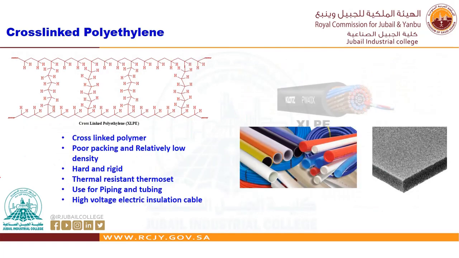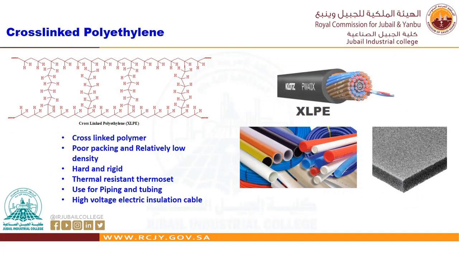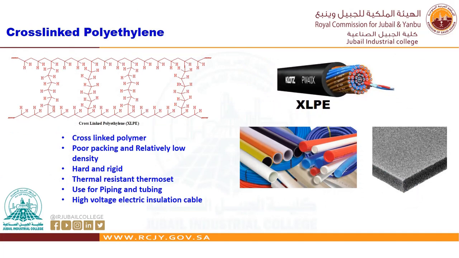The last one is, of course, the crystalline cross-link polyethylene. Cross-link polyethylene is represented as this. It is also poorly packed, so it has relatively low density because it also has free spaces, and it is hard and rigid because of the connection between the two chains. The chains are connected by covalent bonds, and it is a thermoset. Cross-link polymers are thermosets. They do not melt but decompose when heated.